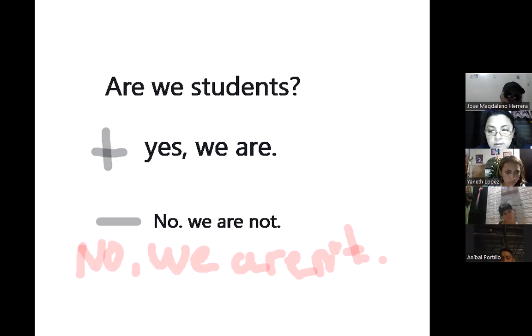Estudio en la pronunciación. Yes, we are. Aquí vamos. Esta es igual que con am and you. You are and I am. Para hacer preguntas. Si decimos, are you students? ¿Qué me van a contestar ustedes si yo les pregunto, are you students? Yes, I am. Yes, we are.